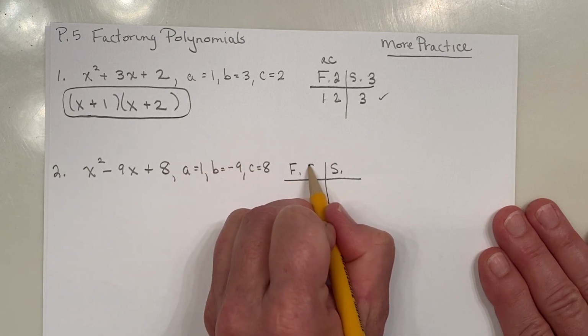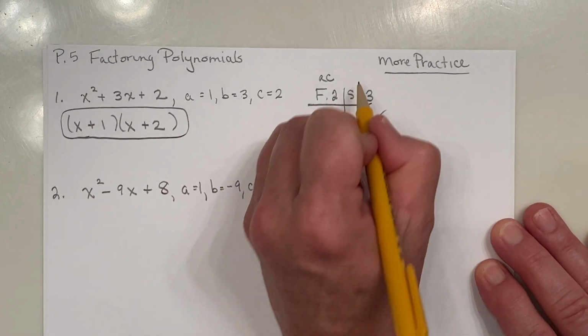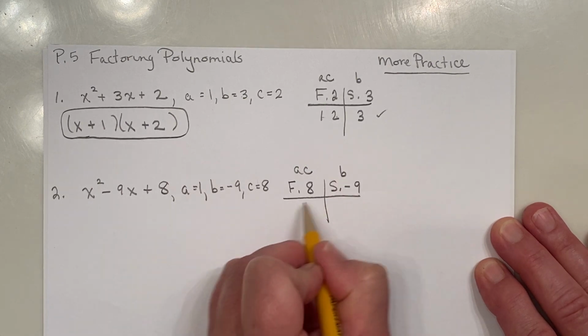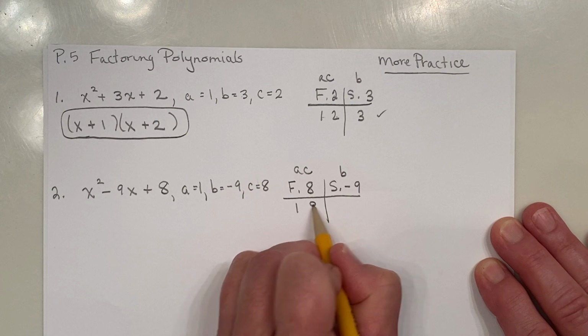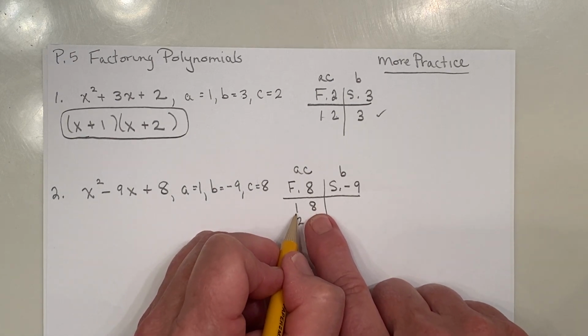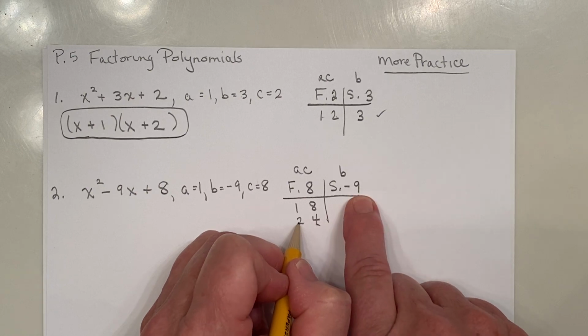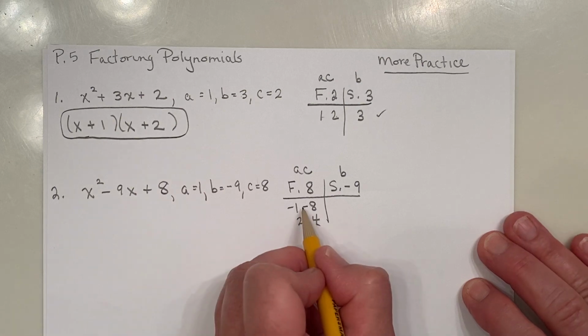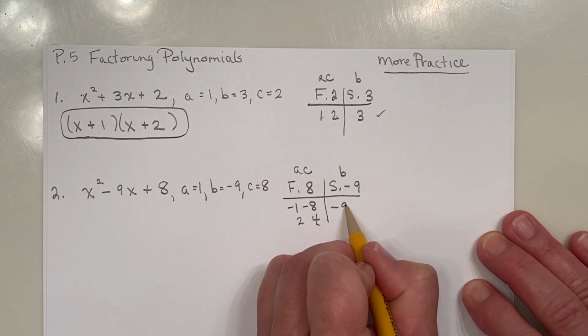A times C is 8. Oh goodness, I keep forgetting to put a B there. And I want to sum to -9. Factors of 8: 1 and 8, 2 and 4, and that's it. Because I want the sum of each set of factors to be a negative, I want to make each factor negative. So -1 plus -8 is -9.